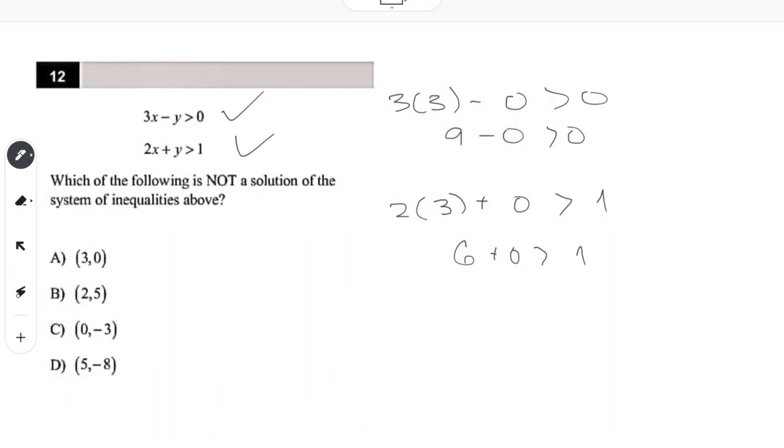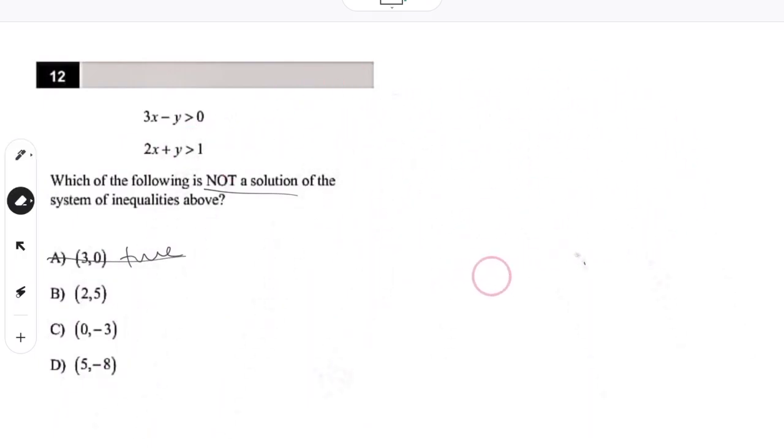And so therefore, this one is true, but then this is not a solution, so this would be wrong. Okay, and we just basically keep doing this until we find something that does not satisfy these two equations.